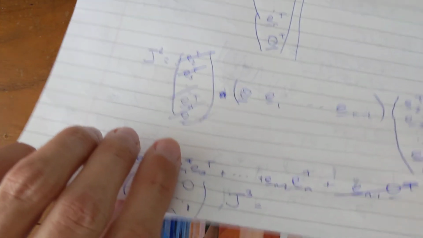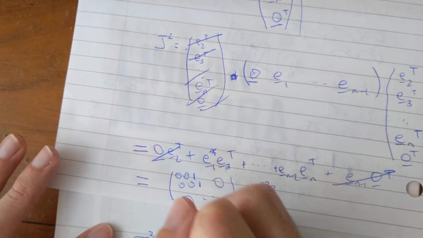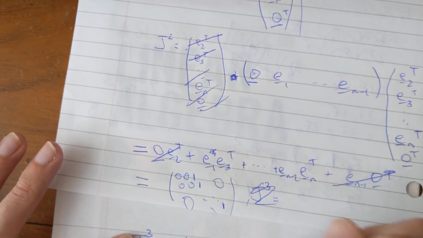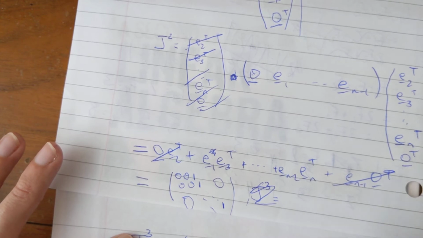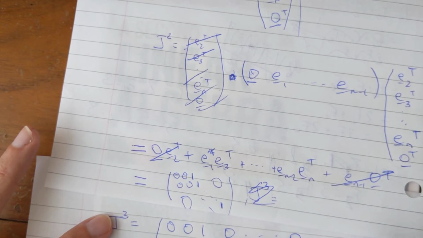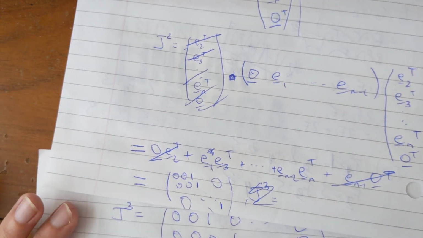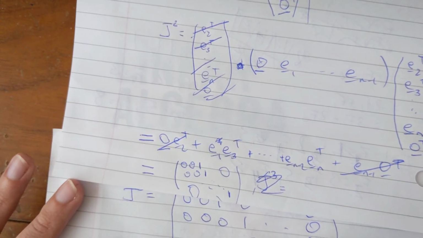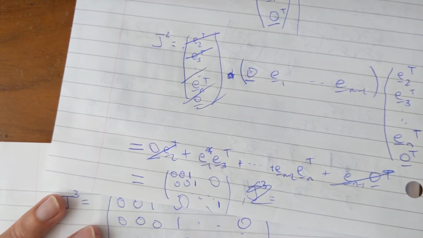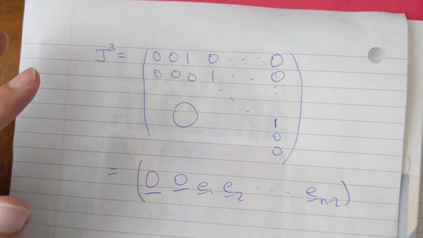So let me try and write out J cubed nicely. It looks like this, with ones going like that, and then the last column is like that. We can rewrite it again as: the first column is 0, the second column is 0, and then we have E1, E2, all the way down to En minus 3. Okay, that's J cubed.